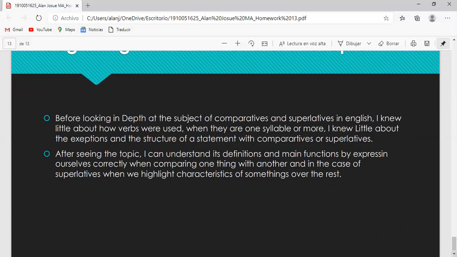After studying the topic, I can understand the definition and main functions, expressing comparisons correctly when comparing one thing with another, and in the case of superlatives, when we highlight characteristics of something over the rest. Finish.